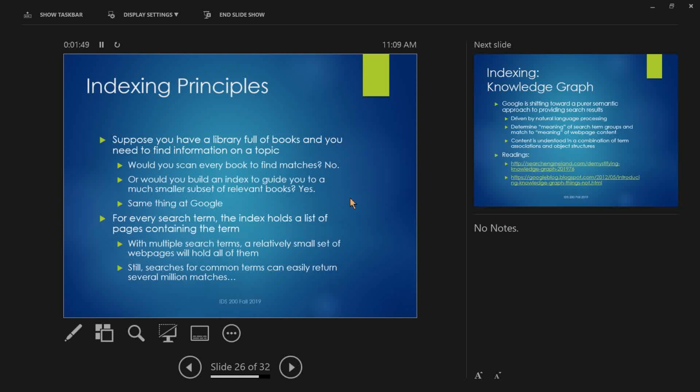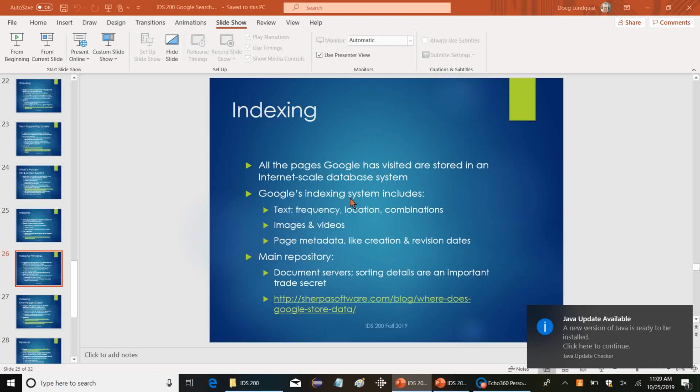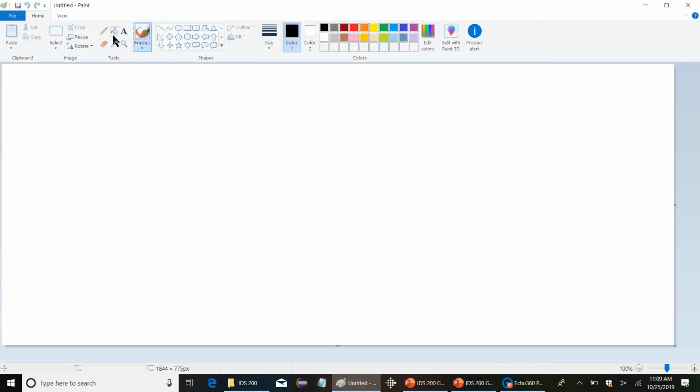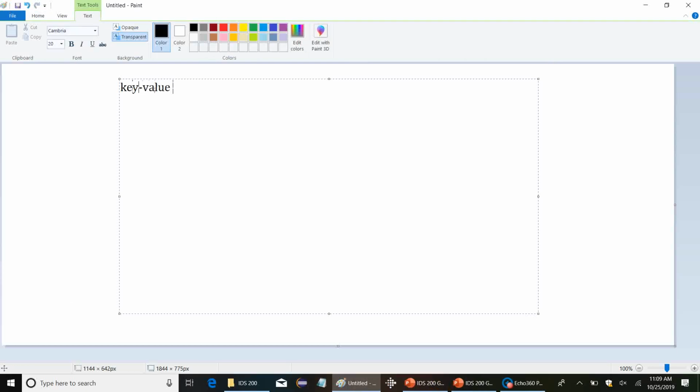Anyway, same thing at Google. Essentially, for every search term or group of related search terms, the index holds a list of all pages containing the term. So in essence, it's like a key value store where the key is a set of matching index terms, so basically terms that all mean the same thing.